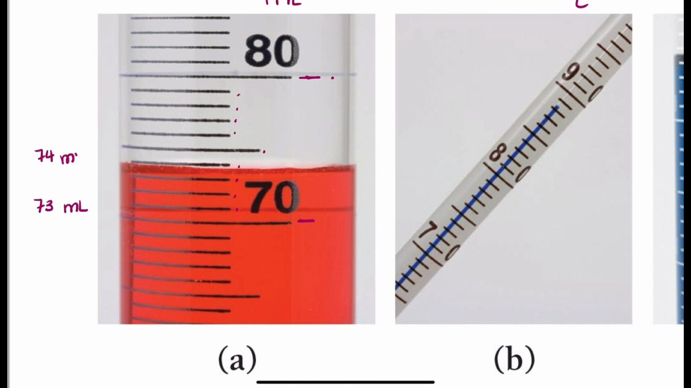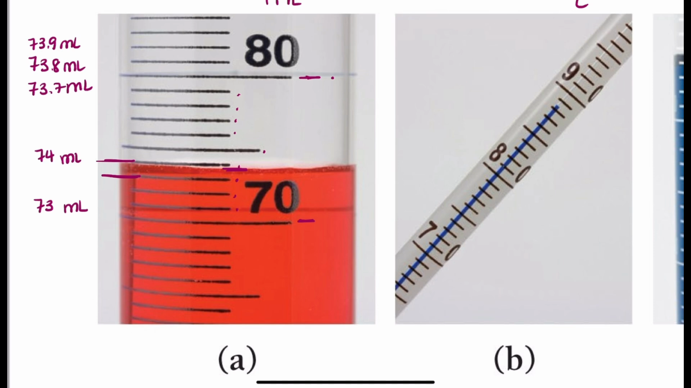I can say I have greater than 73 mils, which is here. 1, 2, 3. And less than 74 mils. But now I need to estimate my digit. I'm going to estimate at the bottom of that meniscus. Now, me personally, I'd probably say I have 73.8 mils. Someone may say 73.9 mils. Someone may say 73.7 mils. All of us are correct. We all estimated that final digit.